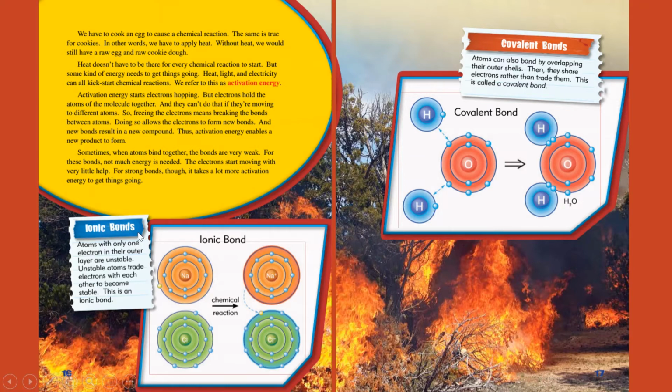Ionic bonds. Atoms with only one electron in their outer layer are unstable. Unstable atoms trade electrons with each other to become stable. This is an ionic bond. Na is sodium. Cl is chlorine. Chemical reaction.